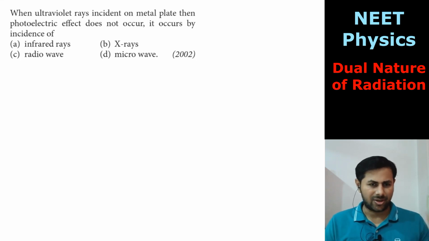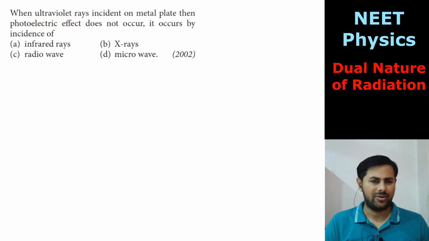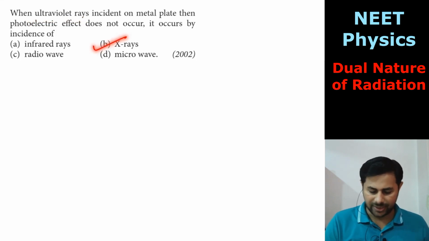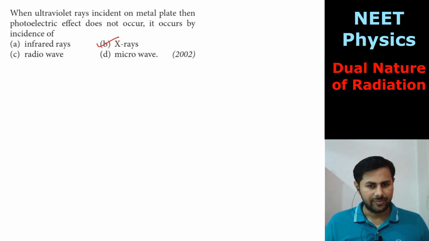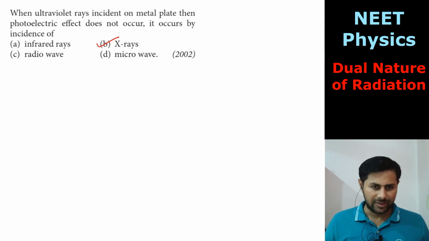Photoelectric effect doesn't occur for ultraviolet rays, then it might occur for what kind of rays or waves? Tell me. Option B, X-rays. That's correct. Okay. Why? The energy of the light is not sufficient. That's why the photoelectric effect is not happening. That means the frequency of the light is less than the threshold frequency. Now you need to increase the frequency.